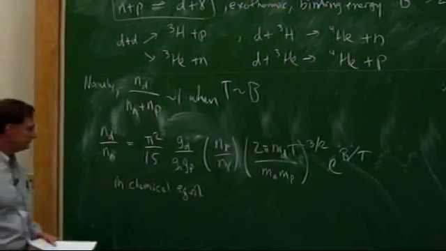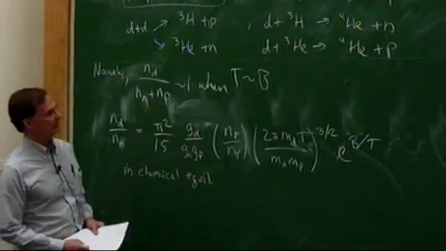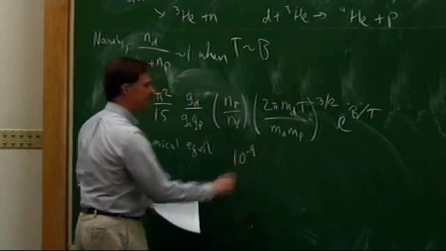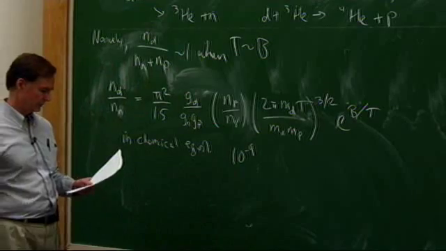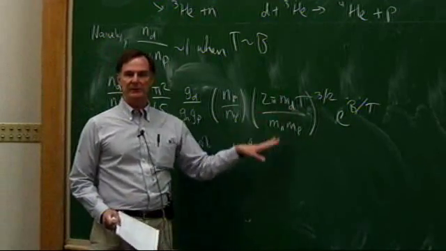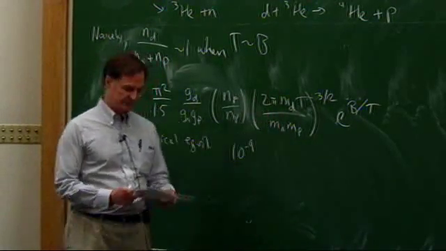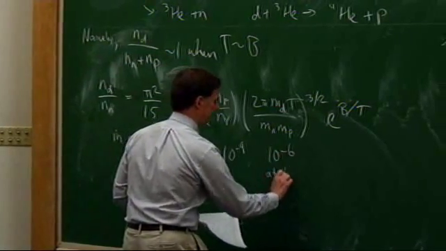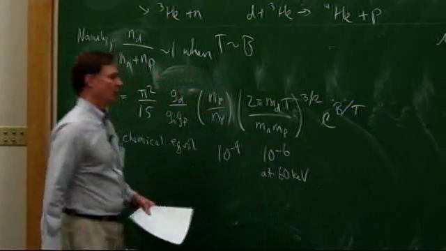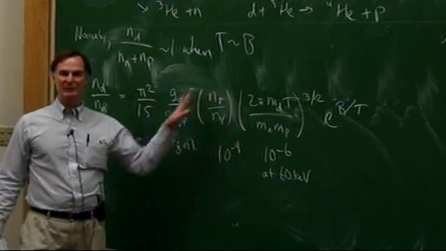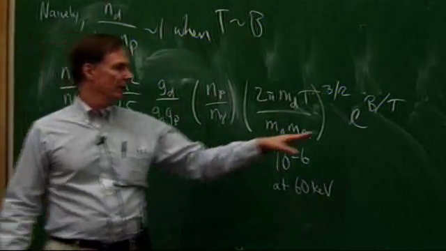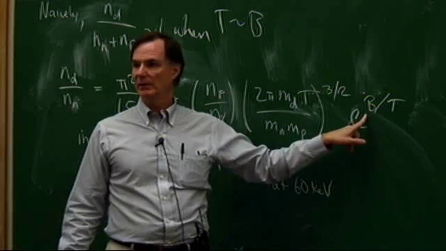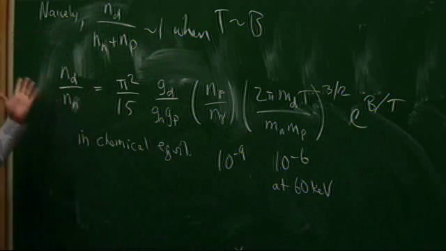And now let's look at this. This factor n_p over n_gamma is of order 10 to the minus 9. This factor is also dimensionless, depends on the temperature, and I will evaluate it at about 60 keV, where it's 10 to the minus 6. So I have something that's of order 10 to the minus 15 multiplying an exponential. And you see that if the temperature were the binding energy, then I have an abundance of 10 to the minus 15.